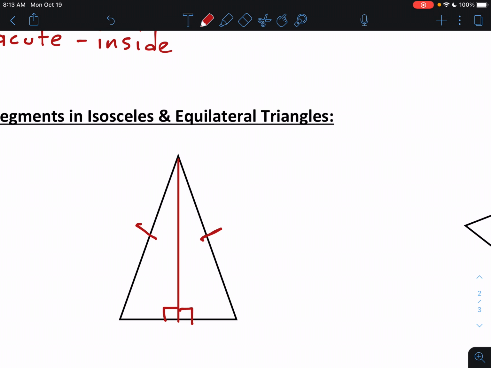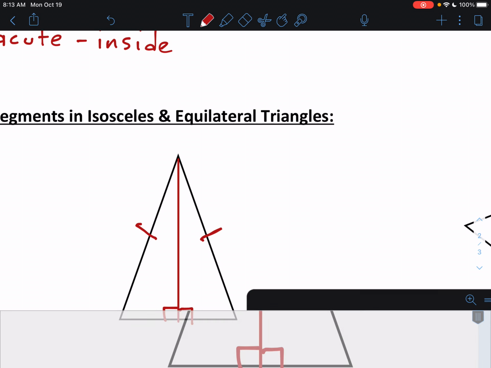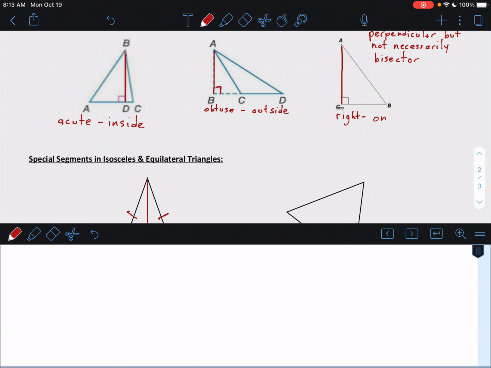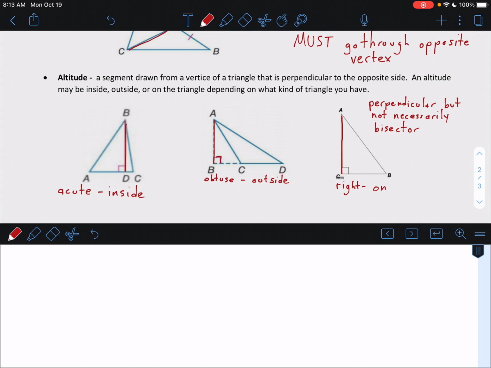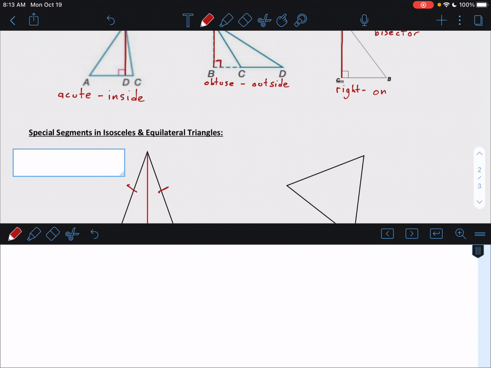So yeah, if it comes from the vertex angle, then yes, these rules are going to apply. If it comes from one of these angles at the bottom, these rules are not going to apply, and you're just going to treat it like it's a scalene triangle. So it met at a right angle. And since it met at a right angle, that means it's going to be an altitude.